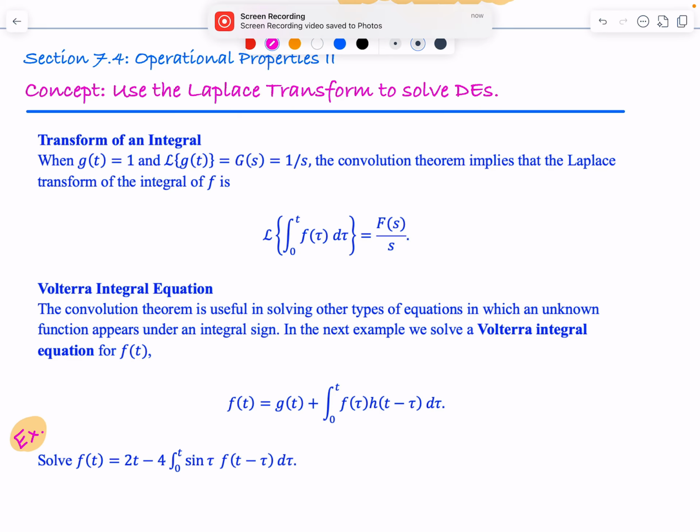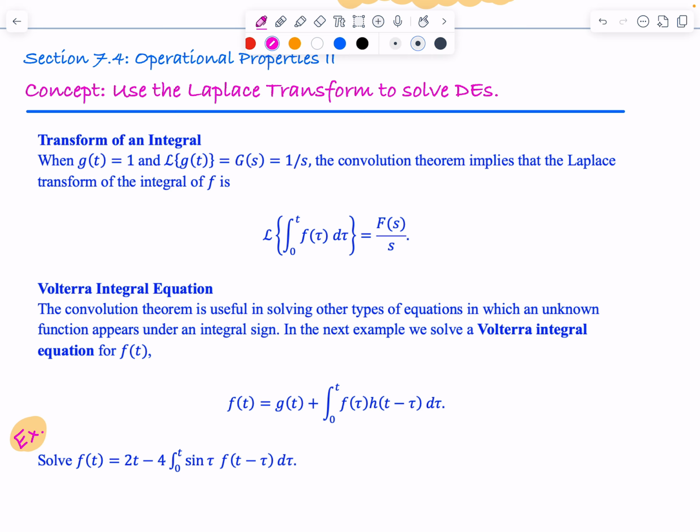In this video, we'll continue our discussion of section 7.4. We're going to do the transform of an integral. So we're going to work on equations that have integrals in the equations to solve for functions that are in the integrals. It's called a Volterra integral equation.